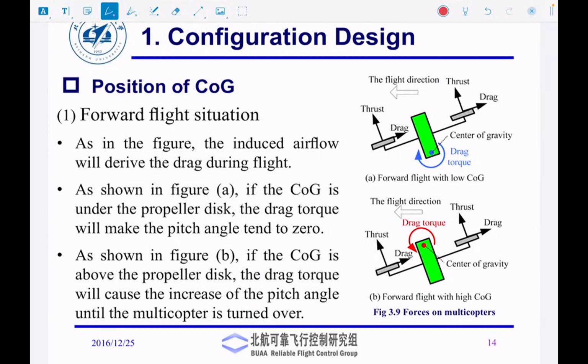Okay, yeah, the flight direction is towards the left. So I made a mistake there, but please try to understand that CG is under the prop disk, then the drag torque, and the top one is CG under the disk. The top part is going to make the aircraft stabilize, and the bottom part is going to make it unstable.